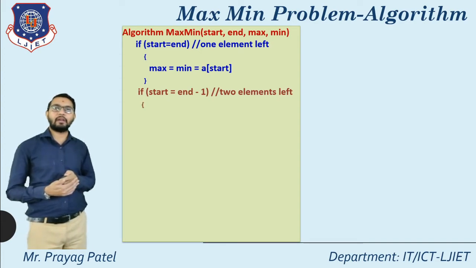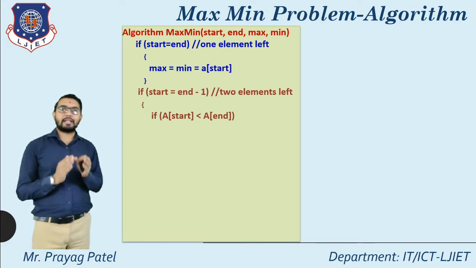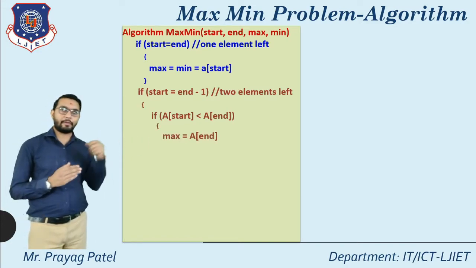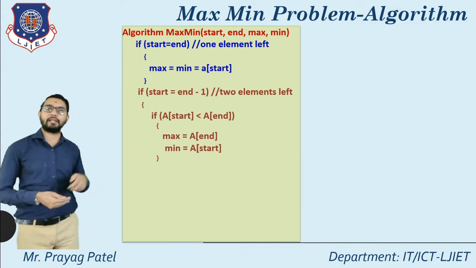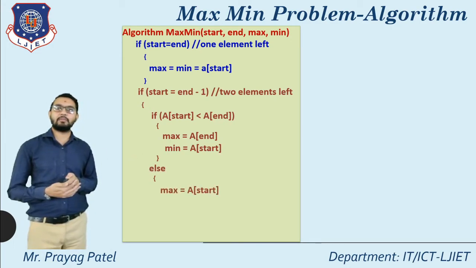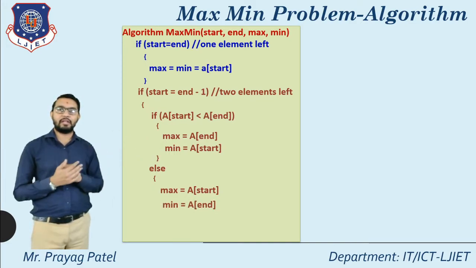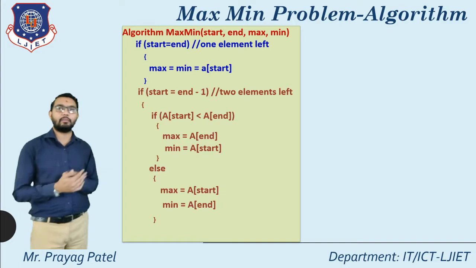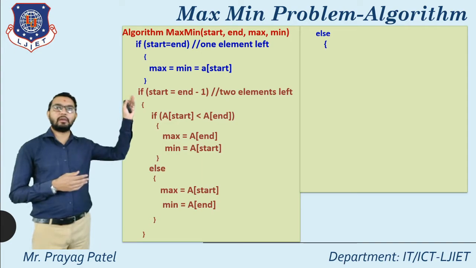For that, how we can find the minimum and maximum? Consider the condition. If A of start less than A of end, then we can consider maximum equal to A of end and minimum equal to A of start. But if this condition is not satisfied, then reverse the two condition for max and min. So in else part, consider the maximum equal to A of start and minimum equal to A of end, opposite of the if condition. So this is the else part, how we can find the minimum and maximum for the two elements.